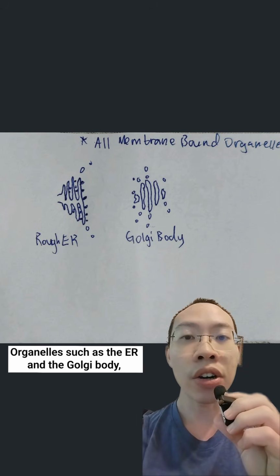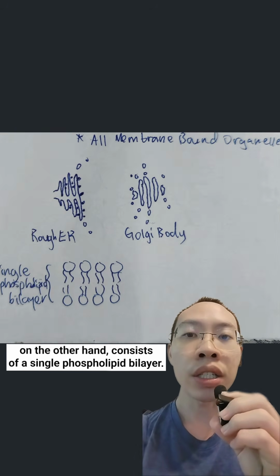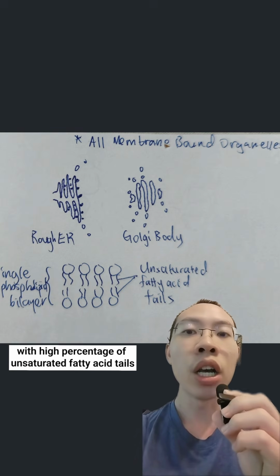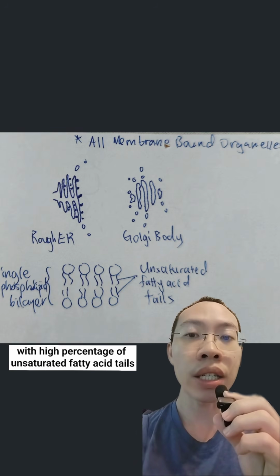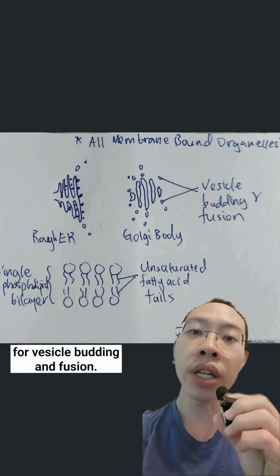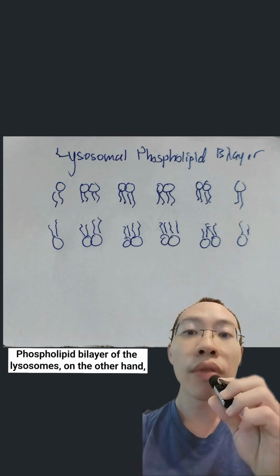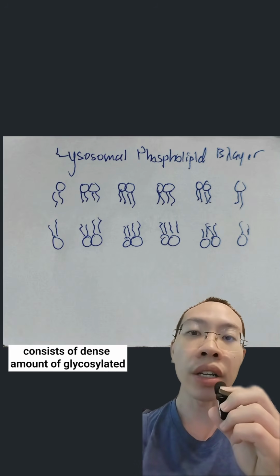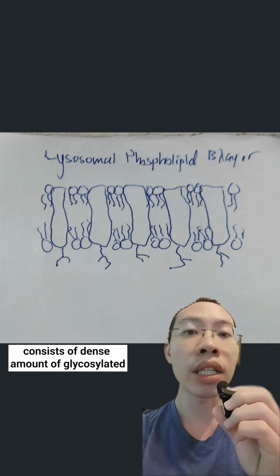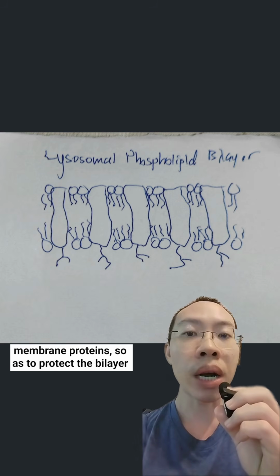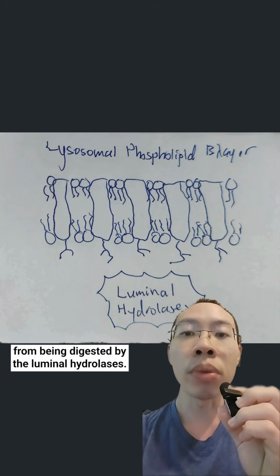Organelles such as the ER and the Golgi body, on the other hand, consist of a single phospholipid bilayer with a high percentage of unsaturated fatty acid tails, so that it is more fluid for vesicle budding and fusion. The phospholipid bilayer of the lysosome, on the other hand, consists of a dense amount of glycosylated membrane proteins so as to protect the bilayer from being digested by the luminal hydrolases.